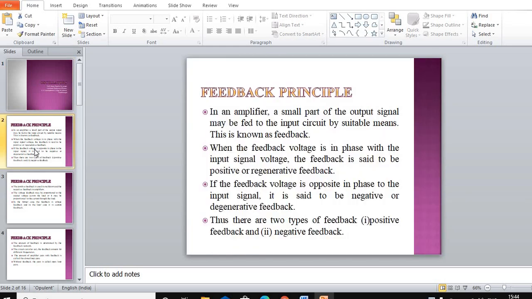To study about the oscillator, first you have to know about the feedback principle. In an amplifier, a small part of the output signal may be fed to the input circuit by suitable means. This is known as feedback.